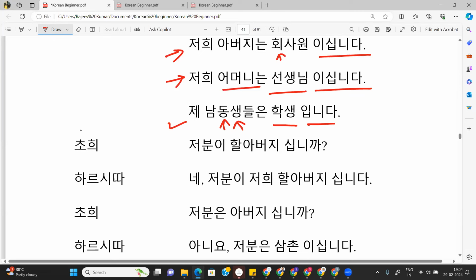Han Seng. No, see this vowel. Hak Seng. Hak Seng imnida. Accent means, do you know? Hak Seng is a person. Hak Seng, it's a student. Like for a Korean, it's Hanguk Saram. Okay, this is Hak Seng, student. Okay.